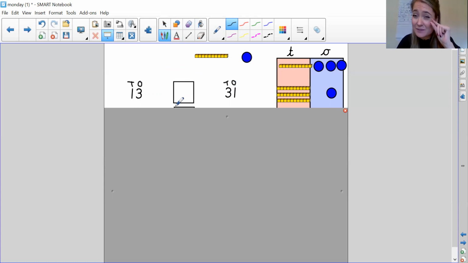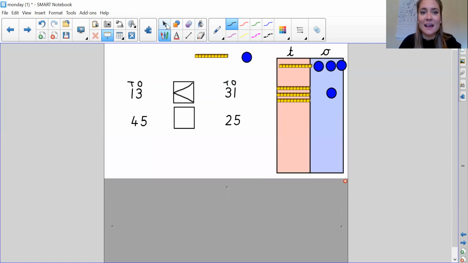So my small end of the symbol goes towards 13 and my large end of the symbol needs to go towards 31. Can you see that? The small end goes towards 13, the big end goes towards the biggest number, which is 31.